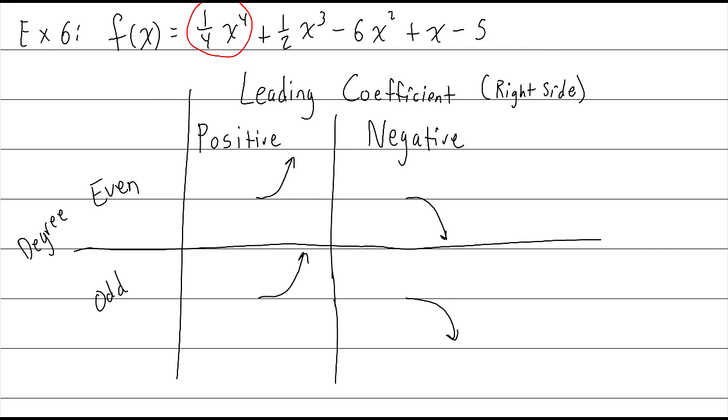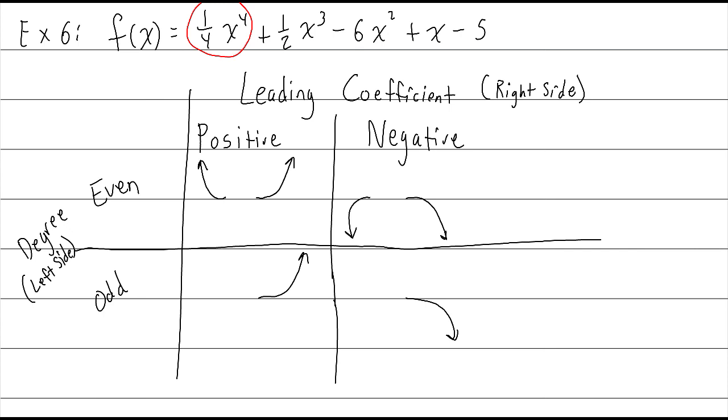If the degree is even, the left side will be the same as the right side, okay? Think about it like that. It's going to be even on the right and the left side. So degree tells you the left side. If it's even, the left side is going to do the same as the right side. If the right side goes up, the left side will go up. If the right side goes down, the left side will go down. Even makes the left side match the right side.